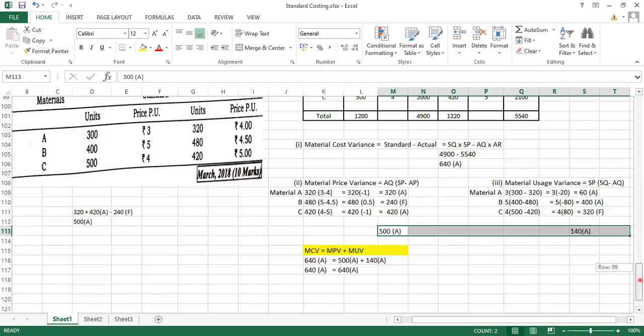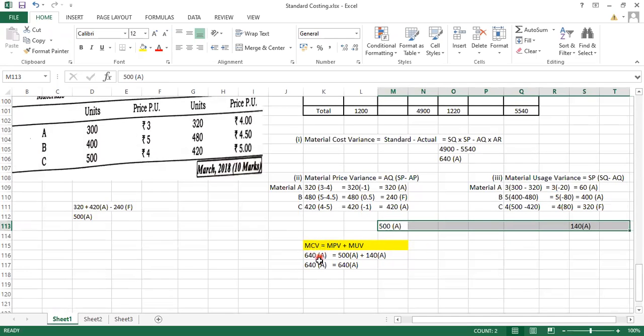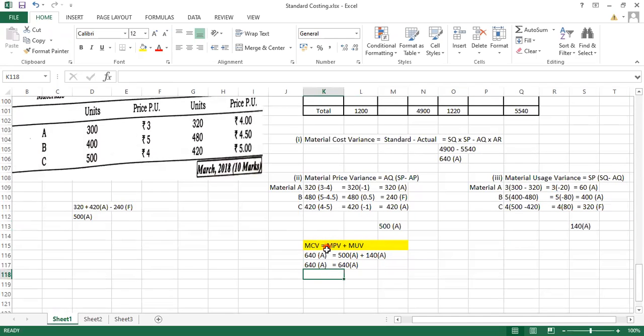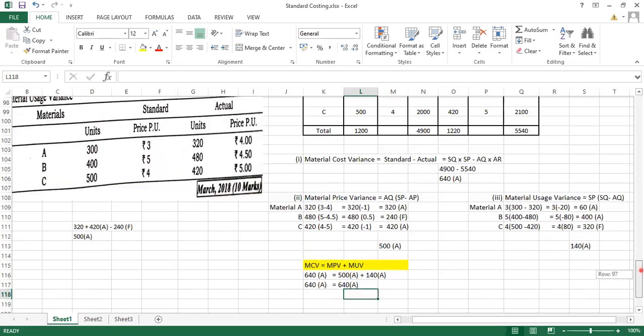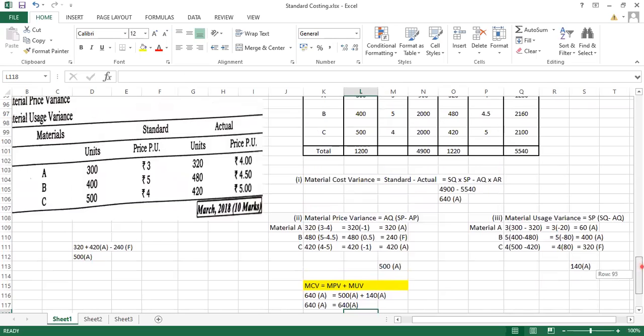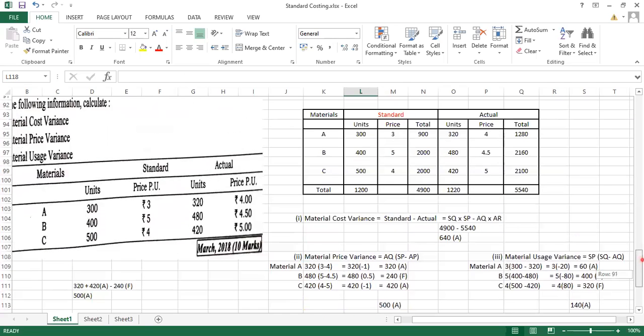So like this way we can do the verification. Material cost variance is equal to material price variance plus material usage variance. 640 adverse because we have already got this, 500 adverse we have calculated for price variance, and 140 is for usage variance. So add this, you will be getting 640. So the sum is correct. This is how you can do the verification as well. Easy? Yes.